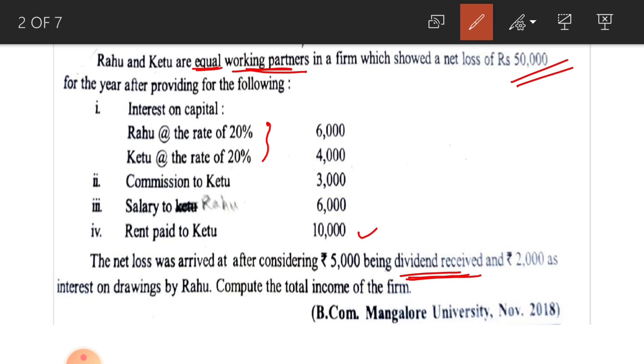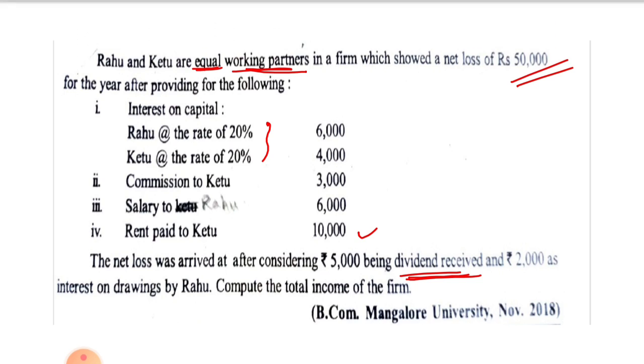Here interest on drawings is payable to the firm by the partner. Here Rahu is paying interest on drawings, and it is not a disallowed item, it is an allowed item. Next, see, compute the total income of the firm.